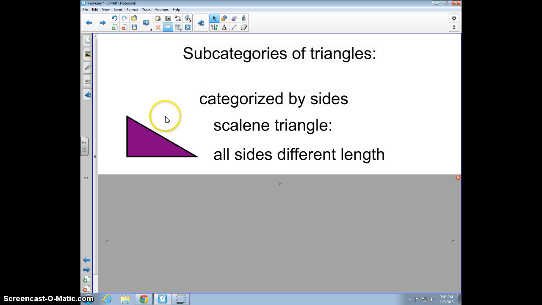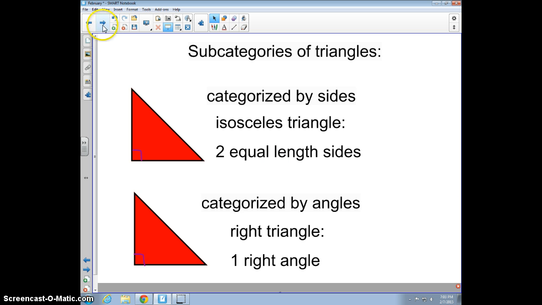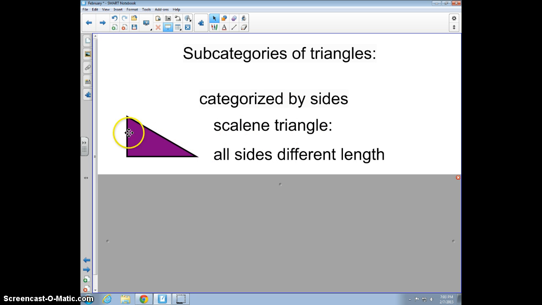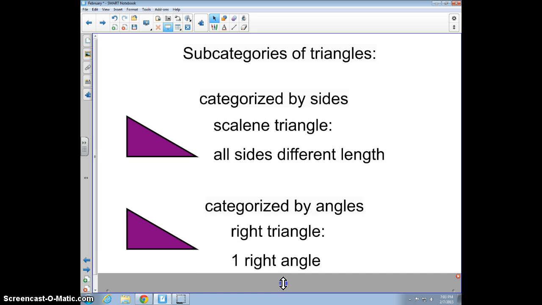Okay. And then this last one here, remember, we said this one's a scalene triangle, because when we're talking about the sides, they're all different lengths. But as we look at its angles, we can see that it is a right triangle as well, just like that last one, because of this one right angle that it has.